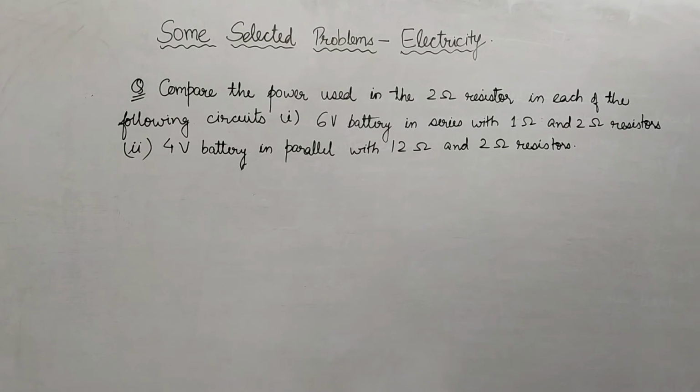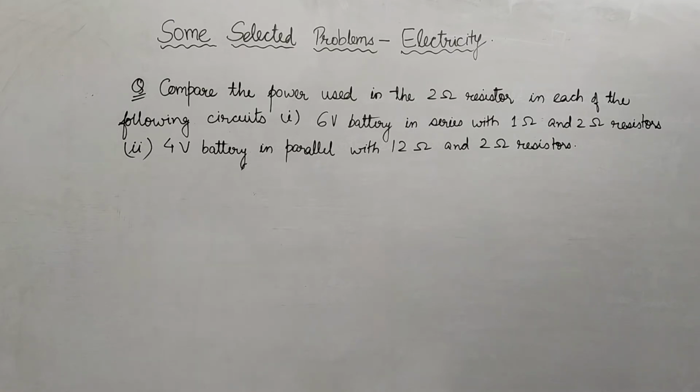Now let us see the second part of the question. The question was asking us to compare the power used in 2 ohm resistor in each of the following circuits. The first circuit we found using all the 3 different formulae. We found that the 2 ohm resistor dissipates a power of 8 watt in the circuit.